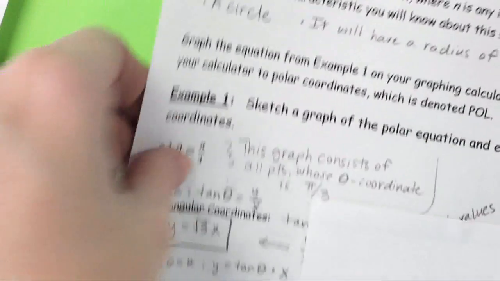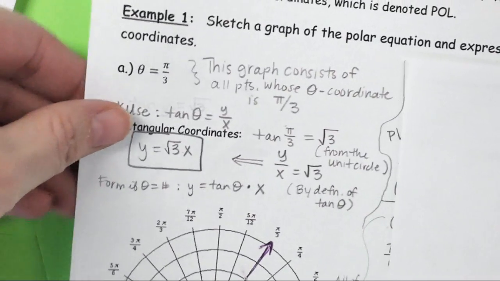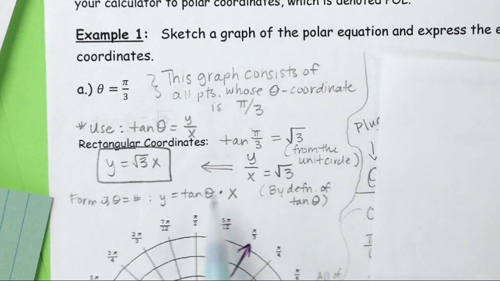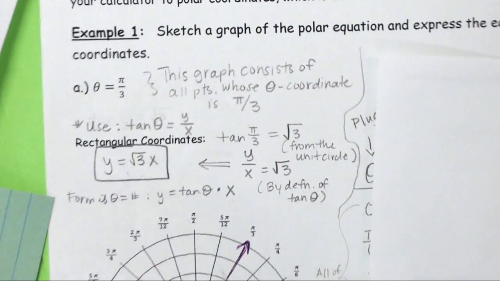Okay, so let's do B. All right, so this is what we just did. These are our rectangular coordinates.